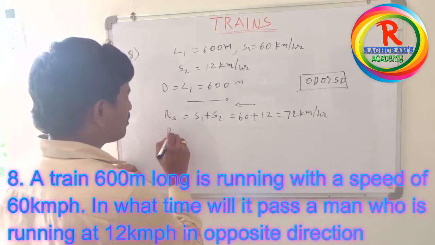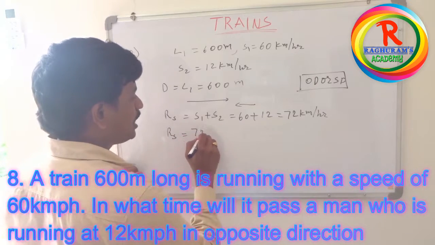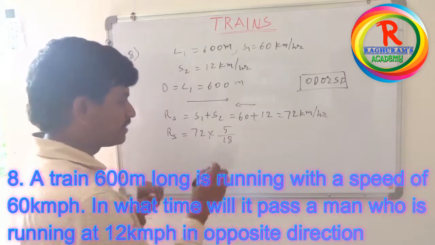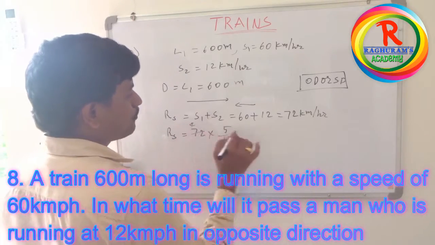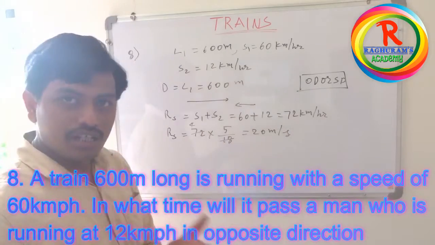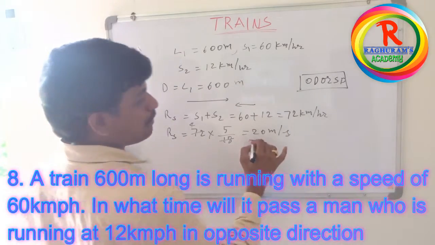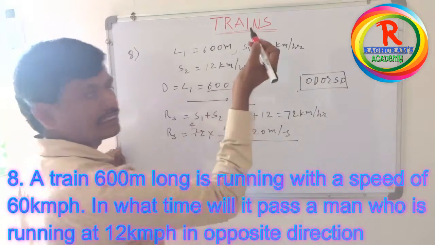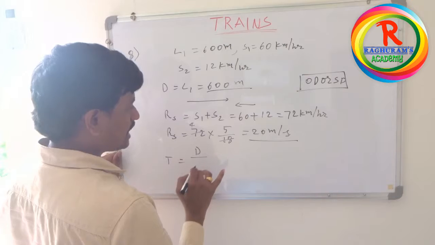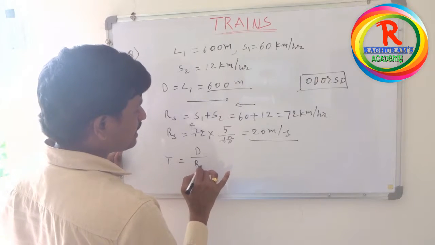So relative speed is equal to 72 multiplied by 5 by 18. To convert, just multiply by 5 by 18. So 18 fours and 4 fives are 20 meters per second. So we have a speed and distance, and we can easily find the time. What's the time formula? Distance by speed. We take it as relative speed in this case.